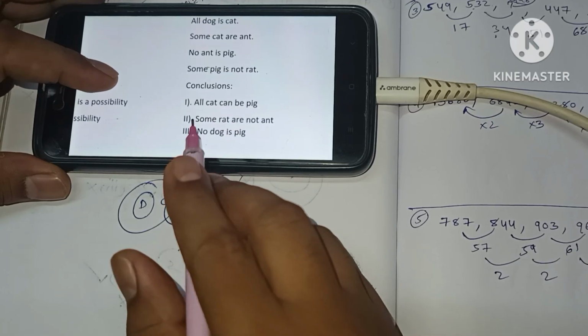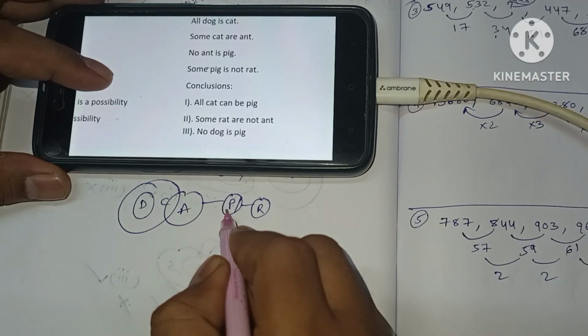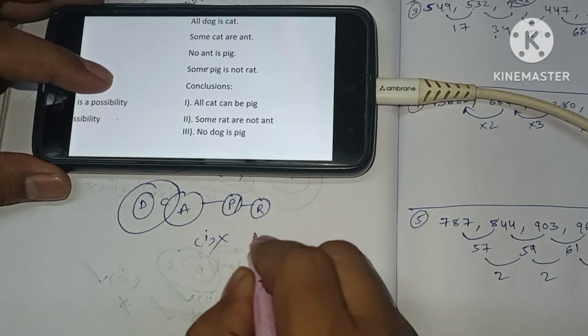Let's see the conclusions. All cat can be pig. All cat inside pig, is it possible? No, it is not possible. So the first conclusion will be false.